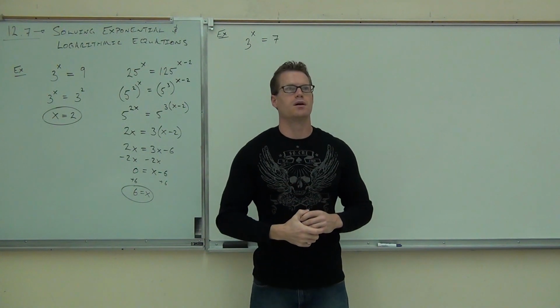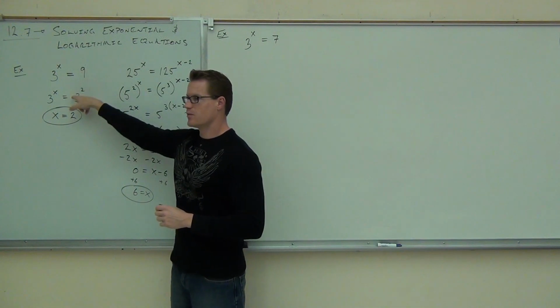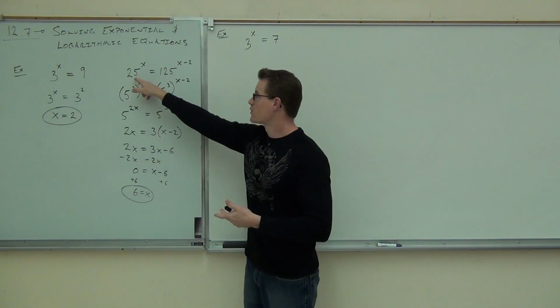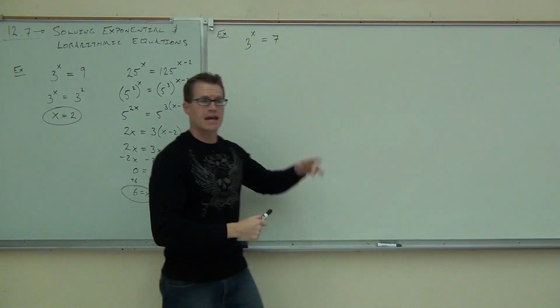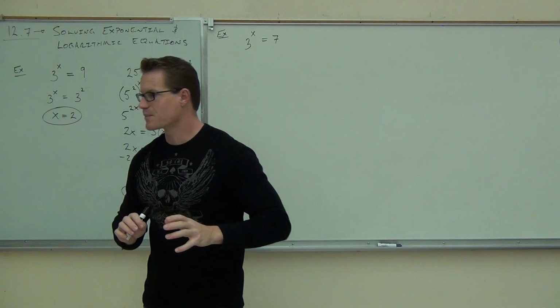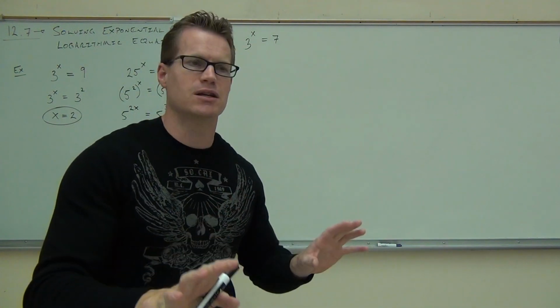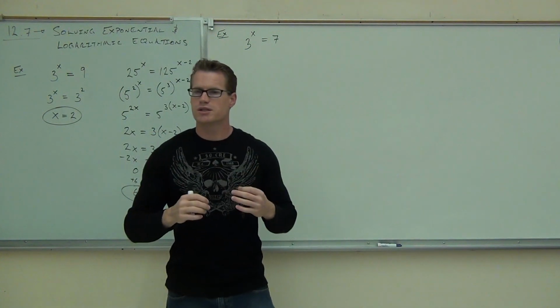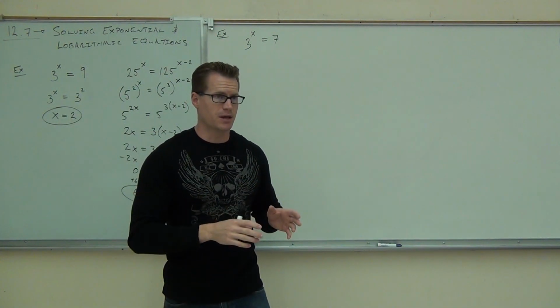Common bases. Here it was pretty easy to find a common base, right? That's 3, that's a power of 3. Here it's easy to find a common base. That's a power of 5, that's a power of 5. Here, can you find a common base? So here's your idea for exponentials. The first thing you try to do in any case, if you have an exponential, which all 3 of these are exponentials, you'll look to see if you can find a common base.